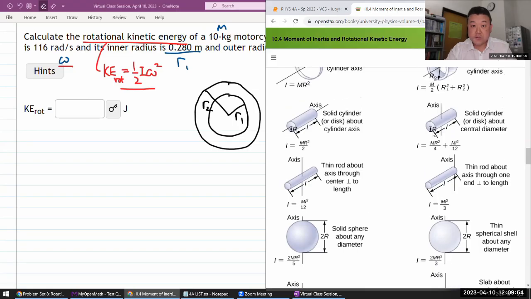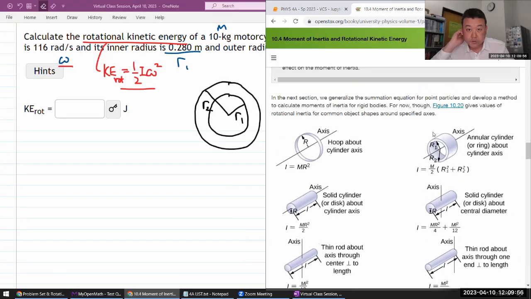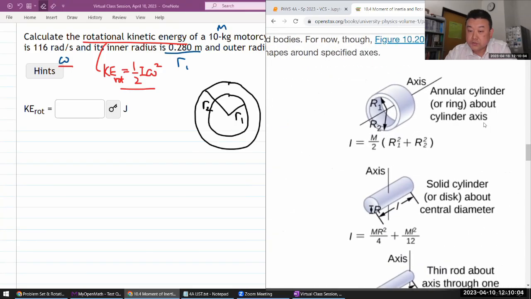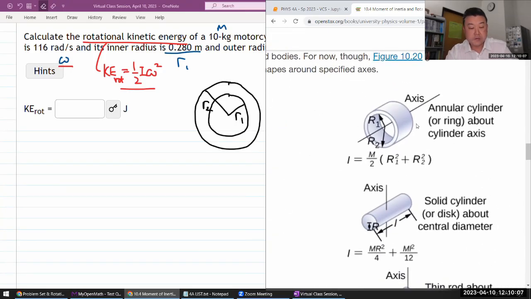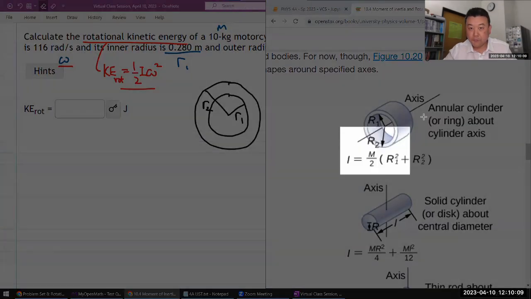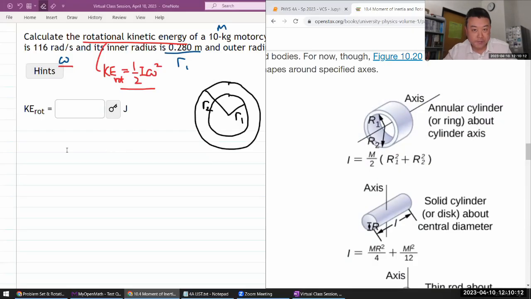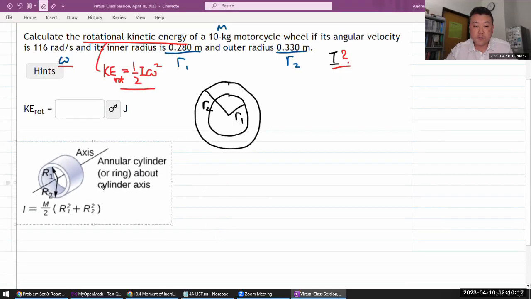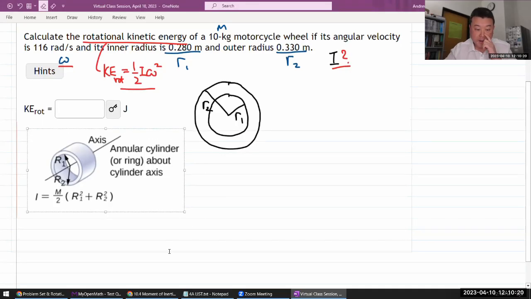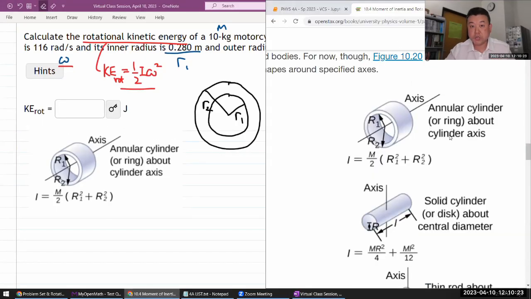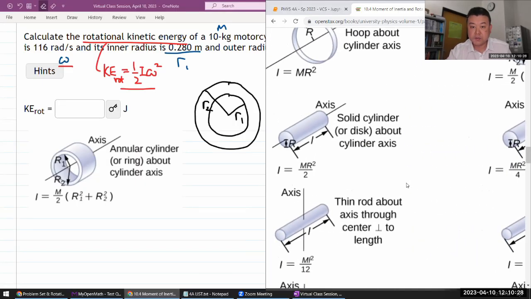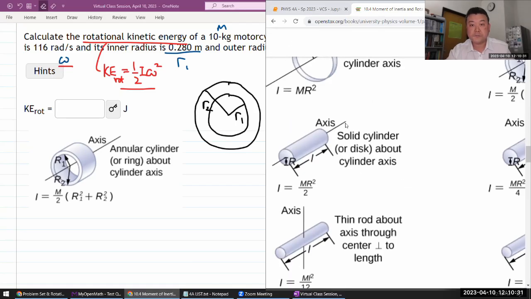Now, as you look at this table, in this particular case, I guess you could use this rotational inertia. That wasn't the way I was going to go, but that is in the textbook, and you are welcome to use it. This is the formula for rotational inertia for the kind of object that's described in this question. It's like a disk. If it had been a disk, you'd have been looking at this formula here.